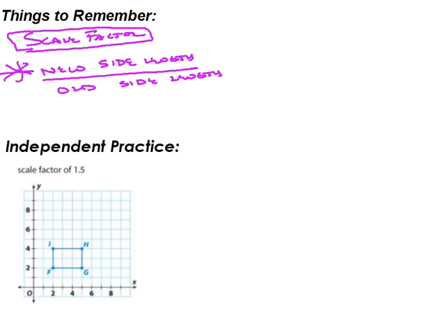You just need to do it with one side as well. It'll work. You don't need to do it multiple times, and it doesn't matter what sides you pick as long as they're the same sides or corresponding sides.